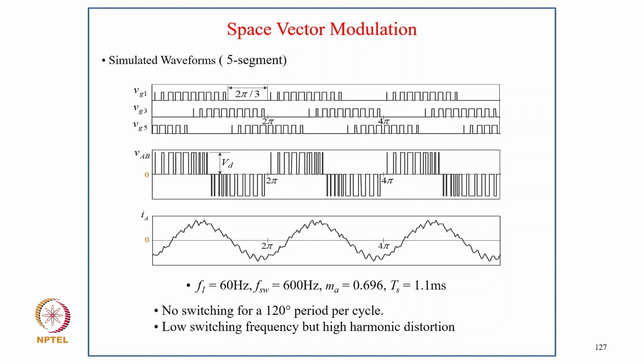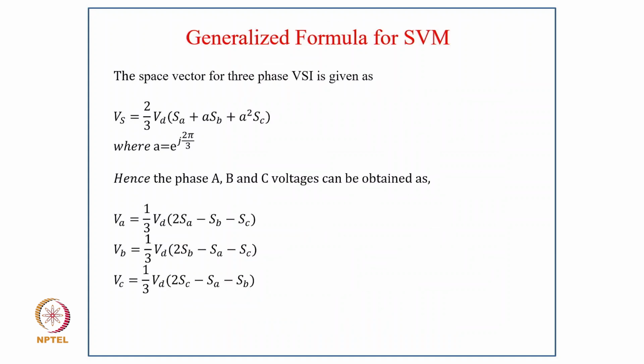Typically for frequency 60 and switching frequency 600, modulation index 0.96 and Ts equal to 1.1. So there is no switching for a 120 period per cycle, and low switching frequency but high harmonic distortion.